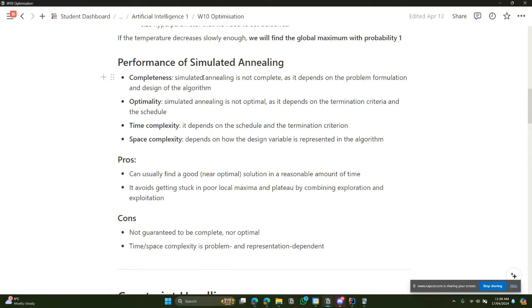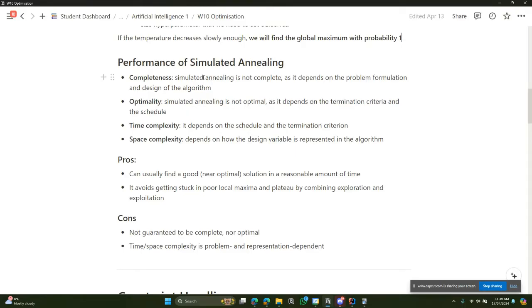Okay, next thing, optimality. So simulated annealing is not optimal as it depends on the termination criteria and the schedule. So that schedule, I mean the temperature schedule. As I said before, the temperature needs to very gradually decrease, otherwise it's not going to lead to an optimal solution. Time complexity, well, lucky for you guys, you don't have to memorize any time complexity here because there isn't one. It all depends on the temperature schedule and the termination criteria and a lot of things in the optimization problem. And same thing with the space complexity. It just depends on how you formulated the problem.